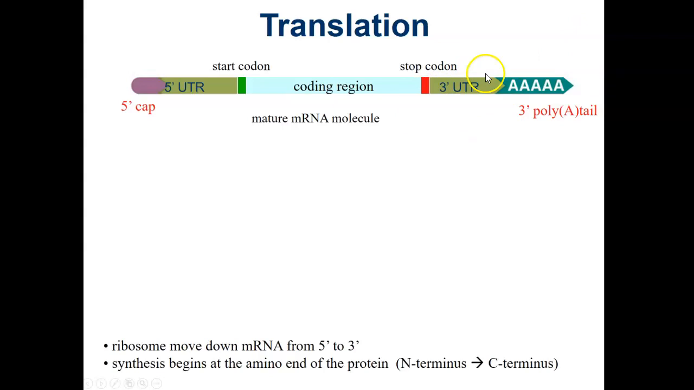And then just downstream of that is going to be what we call the 3' untranslated region. This is the region that again has been transcribed, but it's not going to be made into any polypeptide chain. And then at the end, we're going to have that poly A tail. Again, that's a form of protection from different nucleases that we might find in the cytosol.